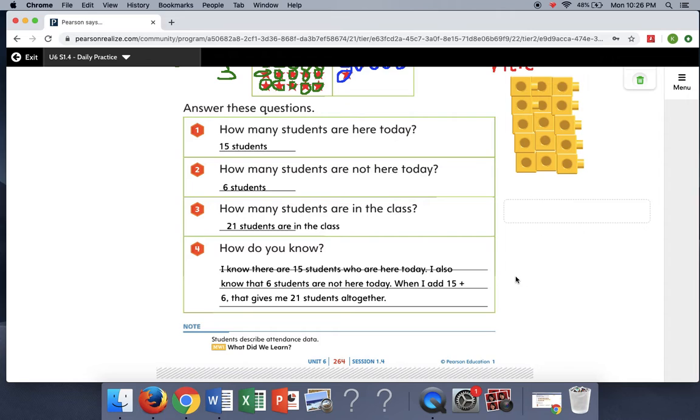For number 4, if you have something similar like this, great. You can also say when you add 15 plus 6, it gives you 21 students all together. You can say when you made a diagram, you counted 21 all together. For number 4, you can do it however you want as long as you explain your answer of how you got 21 students.